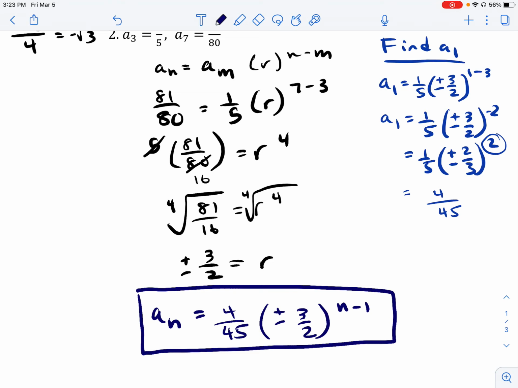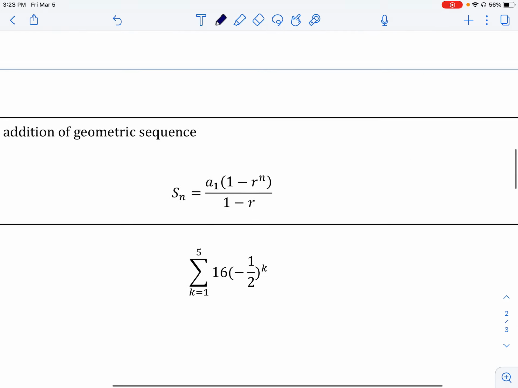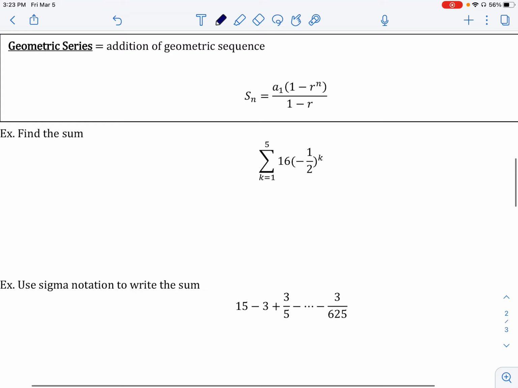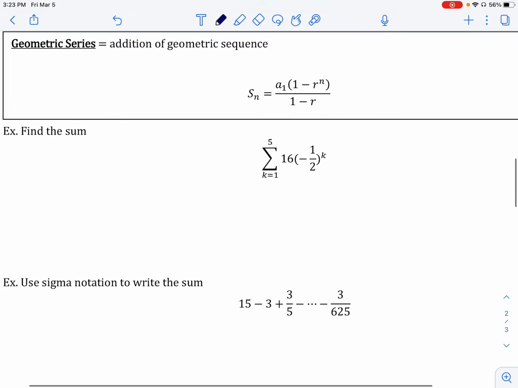All right, now let's move on to talking about a geometric series. Well, again, a geometric series is simply when we are adding the terms of a geometric sequence.